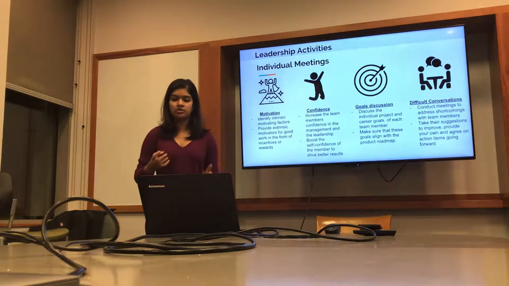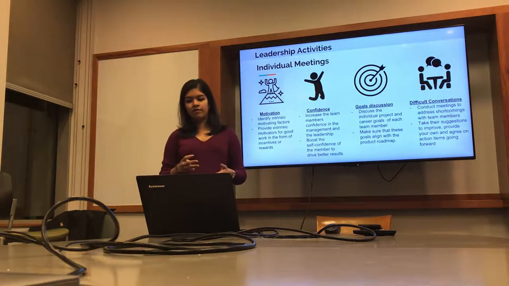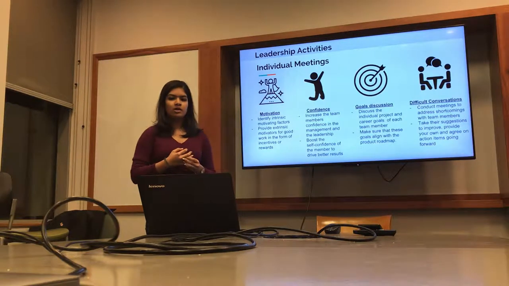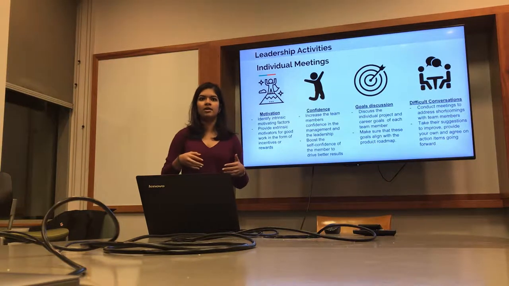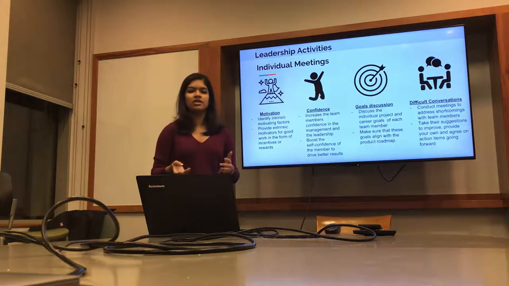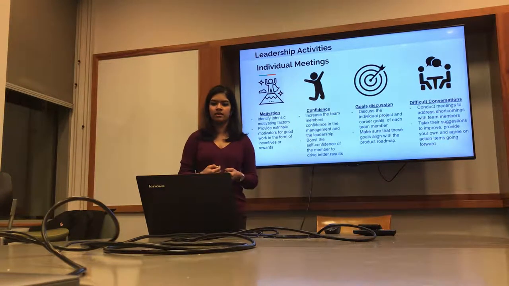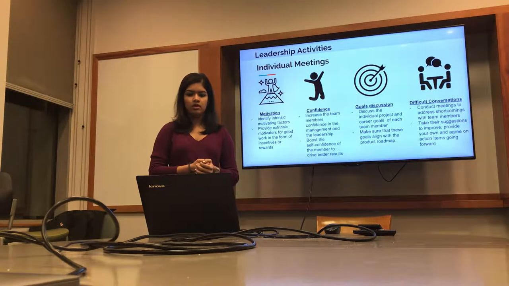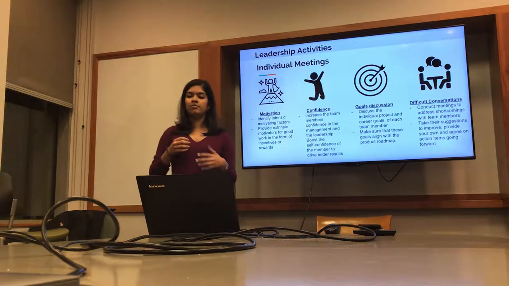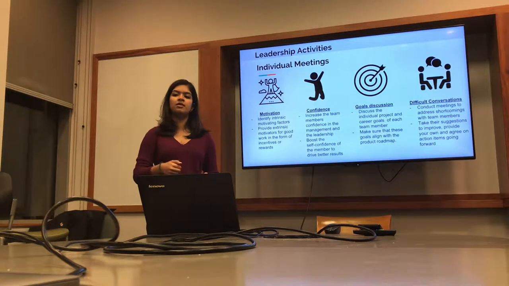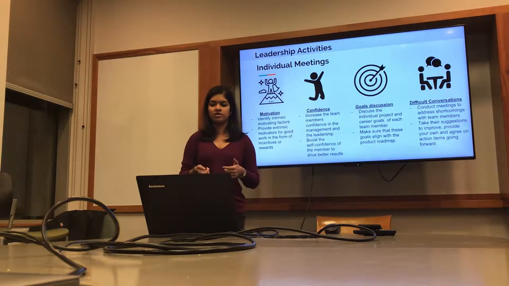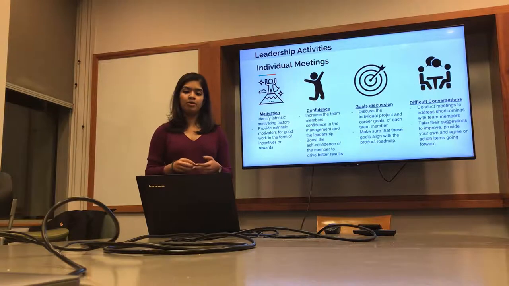The next goal would be to assess their confidence and build their confidence. Since this is a new management coming in, we want to make sure that each team feels confident about their co-workers and their working team. And also, we want to make them feel confident about themselves and their abilities to perform well for this project.